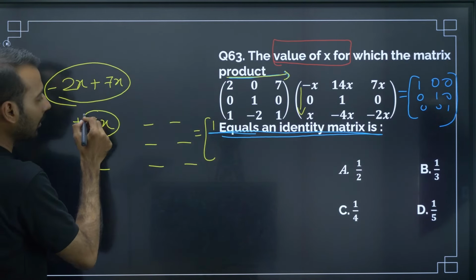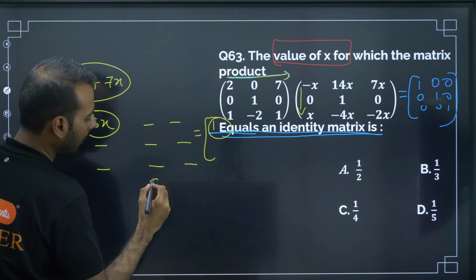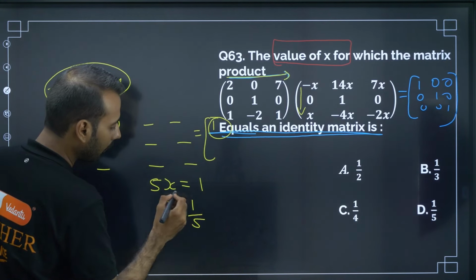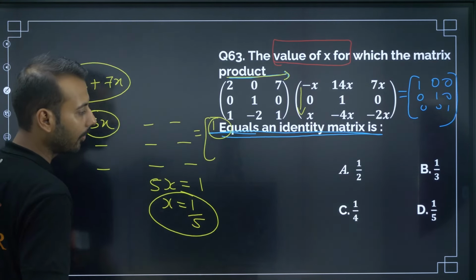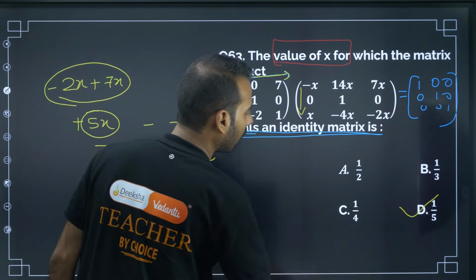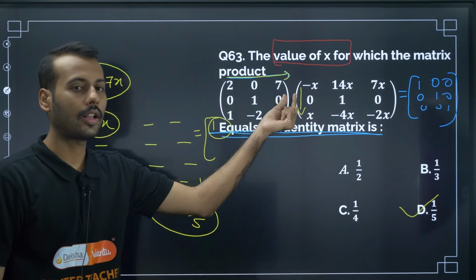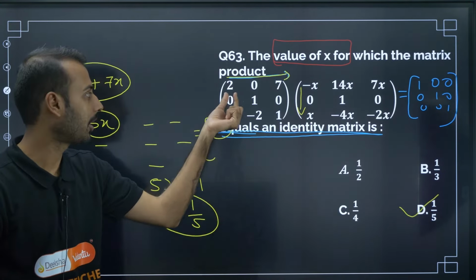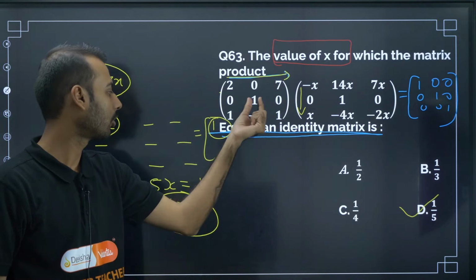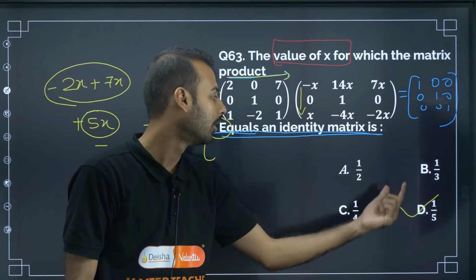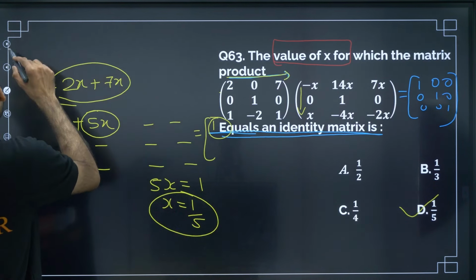So if I compare this one and this one, 5x is equal to 1, x is equal to 1 by 5. Is there any option like x is equal to 1 by 5? Yes, D is the answer. So here we just have to multiply this entire matrix. No need to calculate the entire matrix. First row, first column, so that you will get the first element of the resultant, and that is equal to 1. So answer for this is D.